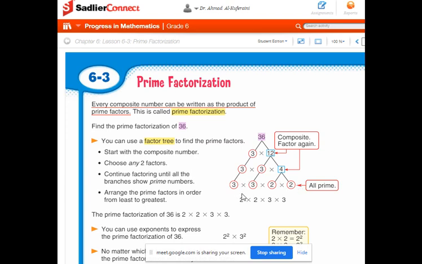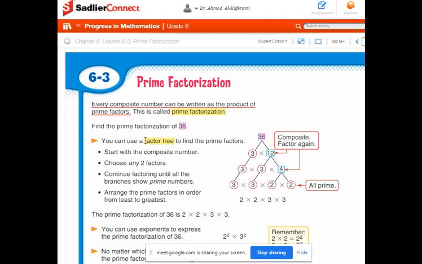But we need to make sure, when we multiply 3 times 3 times 2 times 2, is this 36? Let's check. 3 times 3, how much? 9. 9 times 2? No, no. 18. Okay, 18 times 2. 36. Amazing, thank you. So now, this is the process we do to factorize a number, okay? And it's called a factor tree.